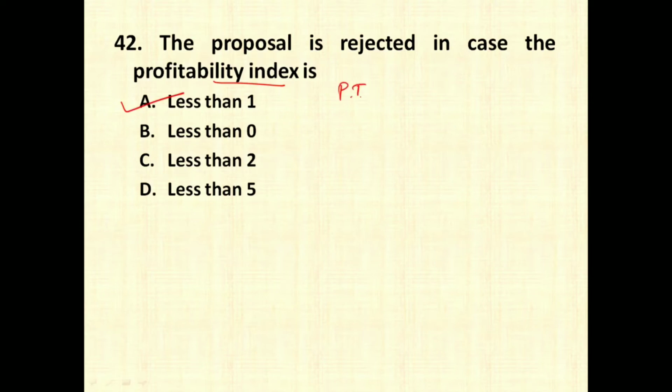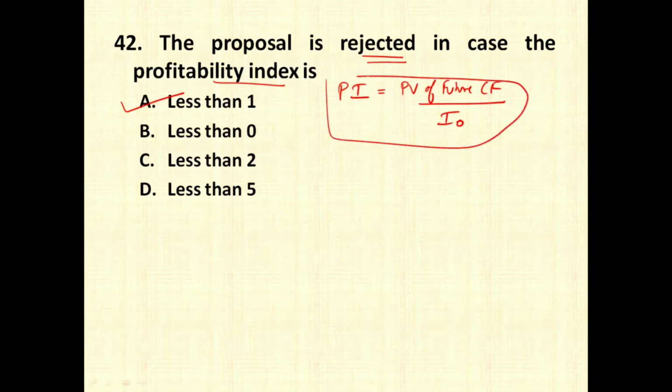Whenever the PI, profitability index, it is also called as cost benefit ratio, is less than 1, we reject the proposal. So how do you compute profitability index? Profitability index is nothing but present value of future cash flows divided by initial investment. So this is the method. Apart from these, there are few other important capital budgeting tools like net present value, NPV, IRR, internal rate of return, payback period, modified IRR, modified NPV, etc.